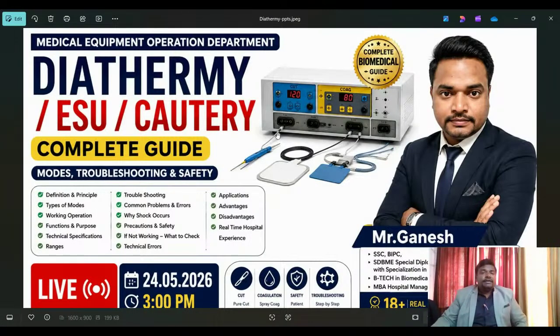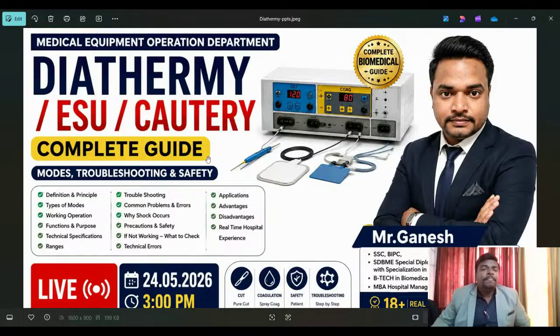So this is my topic today. I brought it here because many engineers recommended it: Sir, we need diathermy, what are its functions, everything, sir, we want to know. Biomedical engineers are busy with their work, and many are trying to improve their skills and learn about important critical equipment. That's why I came back here.